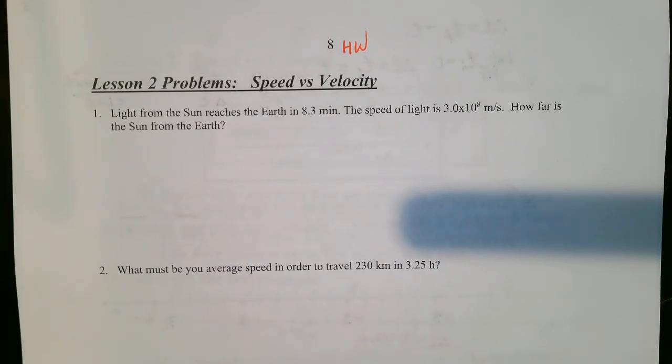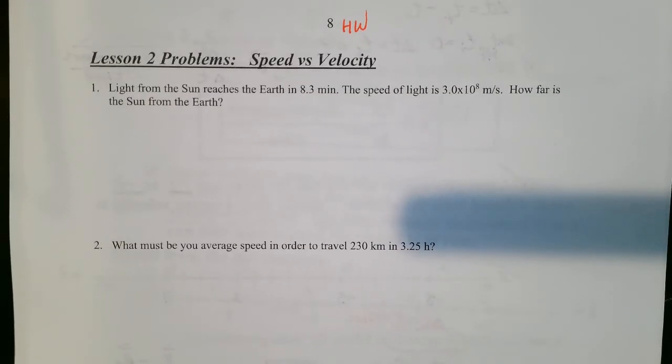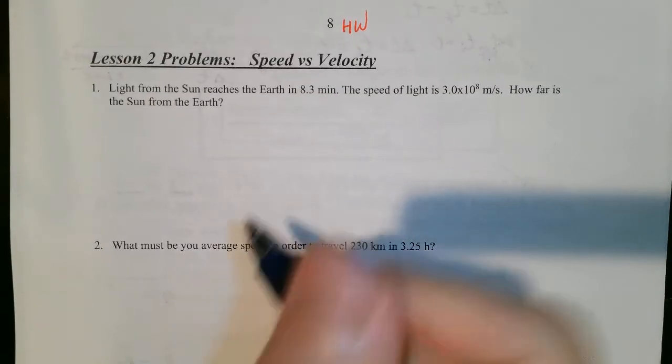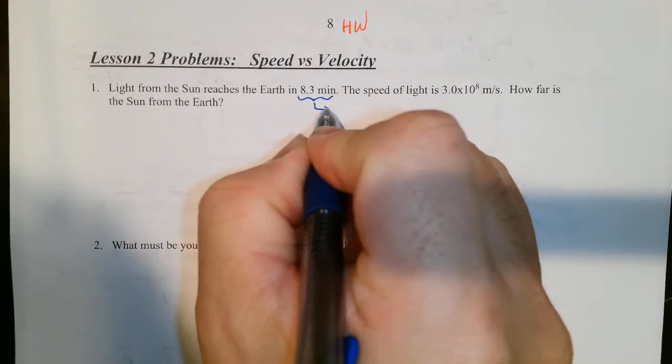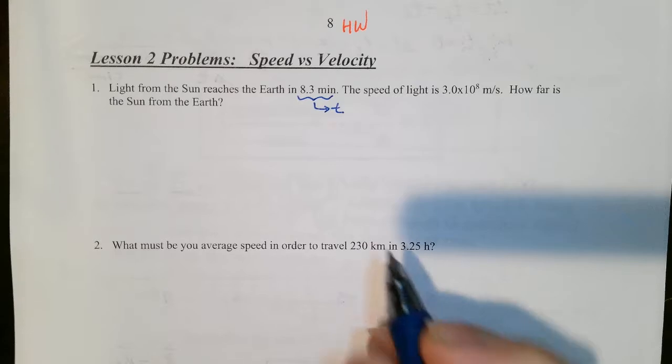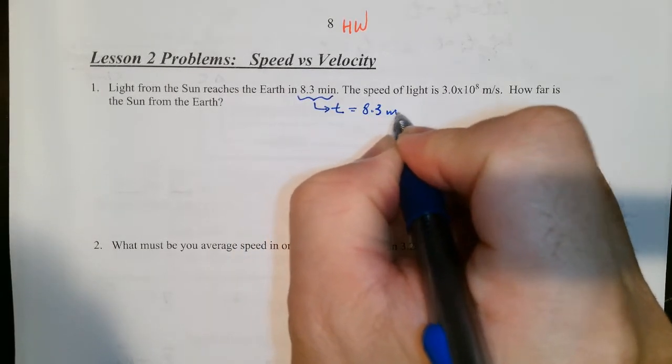Speed and velocity. All right, so the first problem deals with, we did a similar problem like this already, right? Light from the sun reaches the earth in 8.3 minutes. So this here is our time. Okay, our time is 8.3 minutes.